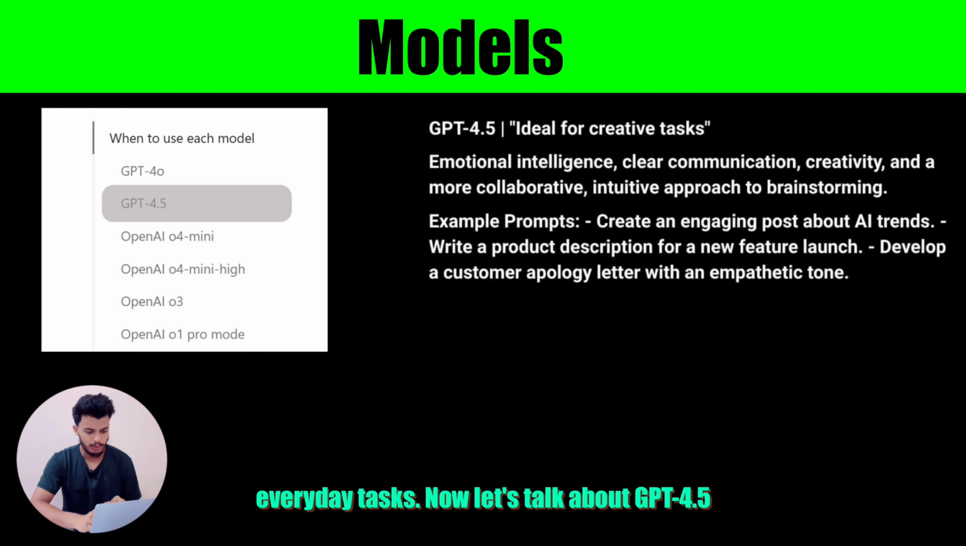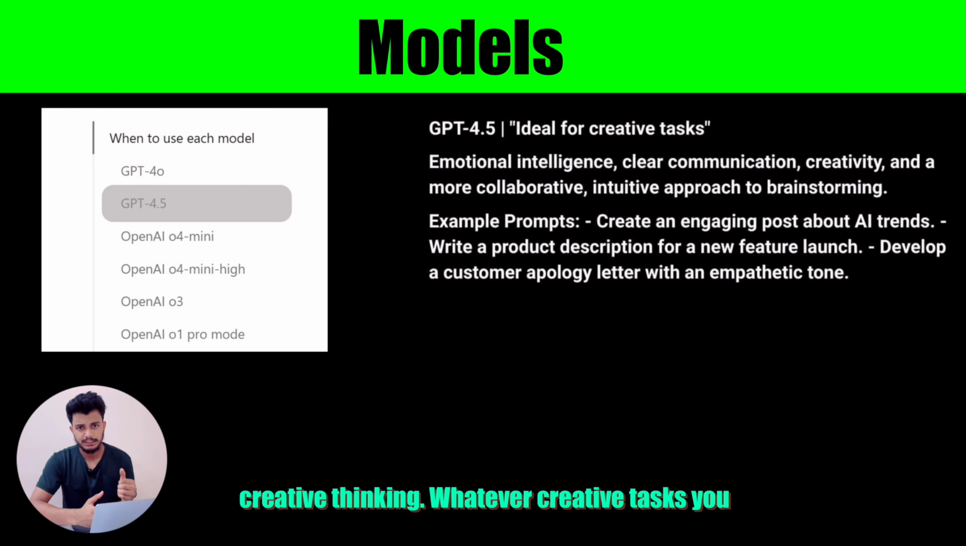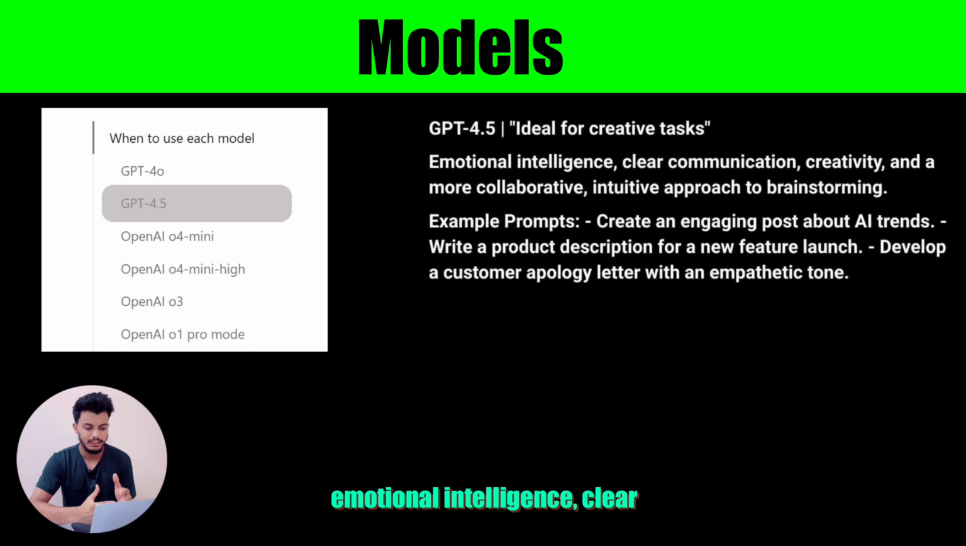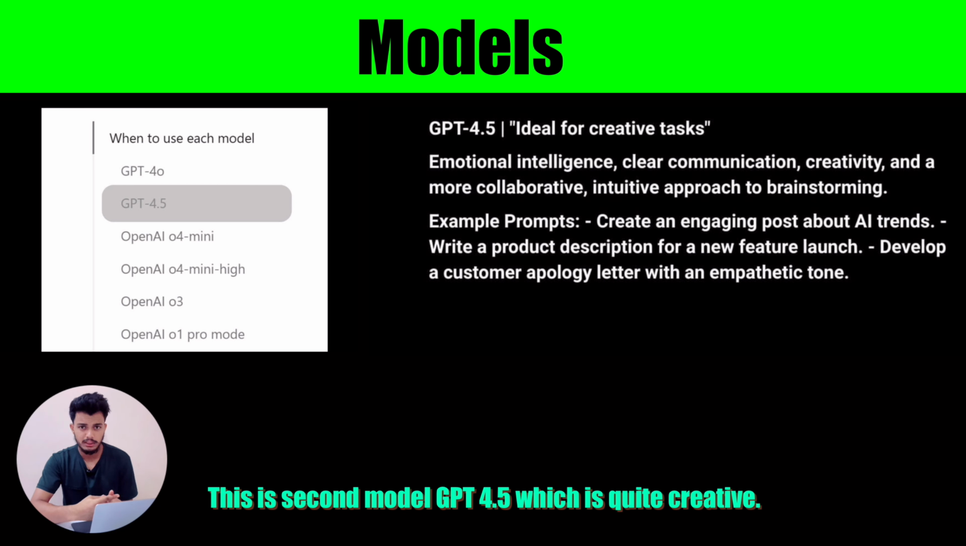Now let's talk about GPT 4.5. This model is very good in creative thinking. Whatever creative task you want to perform, you can perform with this model. This model is quite good at emotional intelligence, clear communication, creativity, and also you can brainstorm any idea in detail with creative research with this model. So this is the second model, GPT 4.5, which is quite creative.